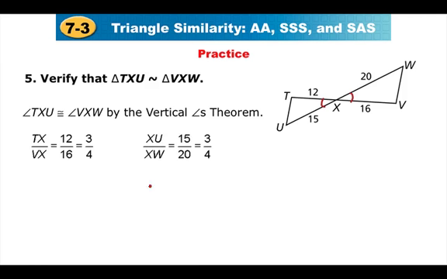In the same manner, these are corresponding sides. When I simplify 15/20, I get 3/4. So now I can say that these two triangles are similar by the side-angle-side similarity theorem. Next slide.